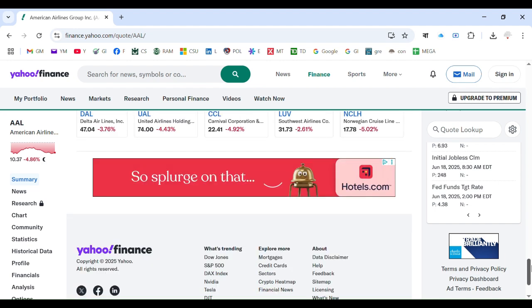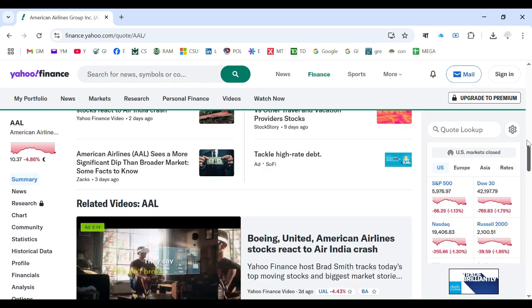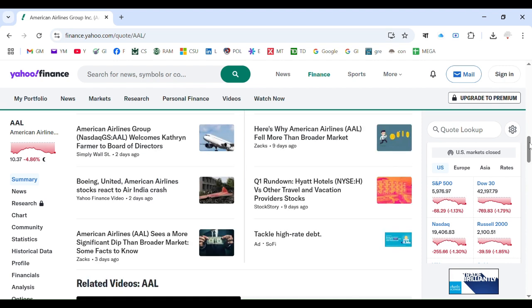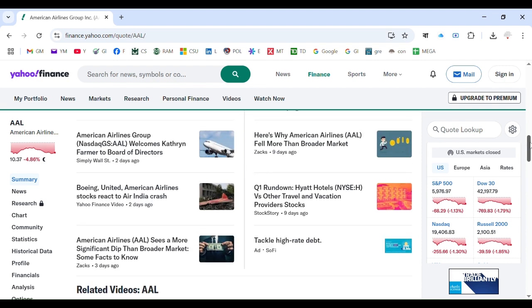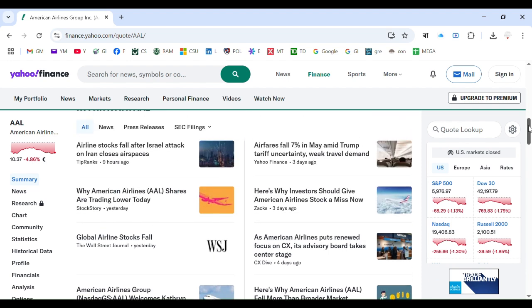Okay, so what about the news? Why is this stock not moving in a positive direction? If you consider the news, this is an important article for me: airfares fall 7% in May amid Trump tariff uncertainty and weak travel demand. Airfares fell by 7% in May because of Trump's policies.